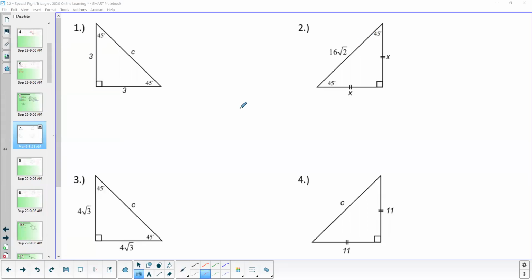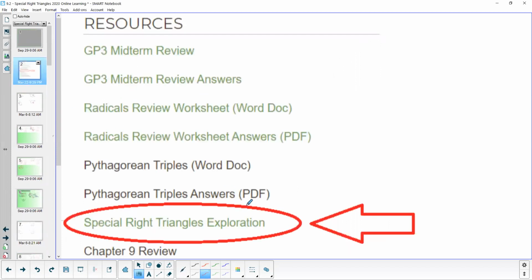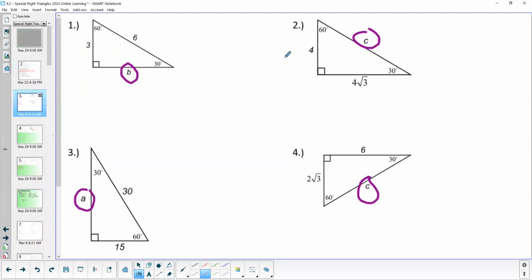All right, in part 2 of our video for section 9.2, this is very similar to what we did in section 1. So again, if you have not done so, please download the file on my website on chapter 9 called Special Right Triangles Exploration. And in video 1, I asked you to take these 4 problems and solve for the missing side using the Pythagorean theorem. And we came up with a pattern.